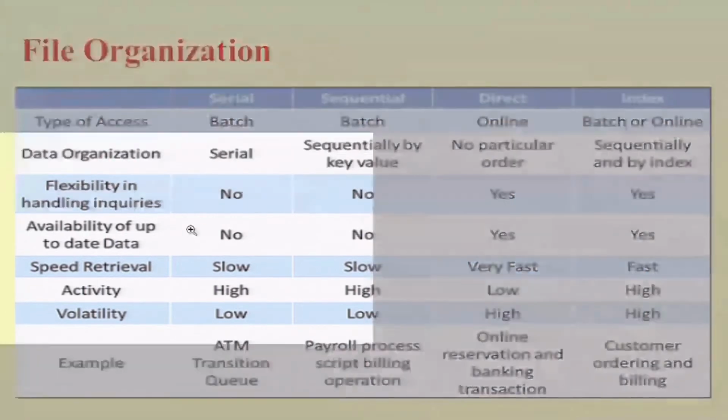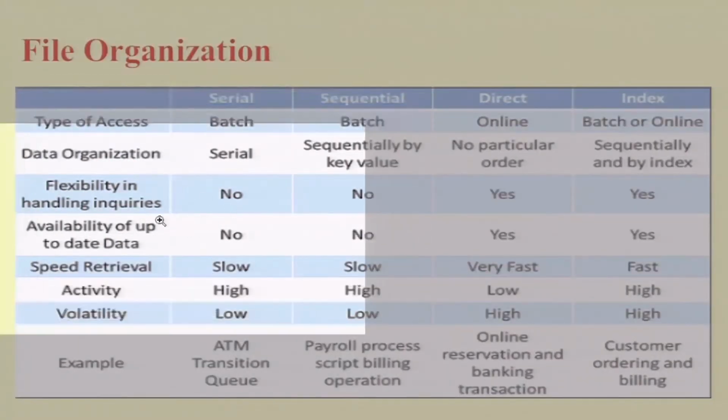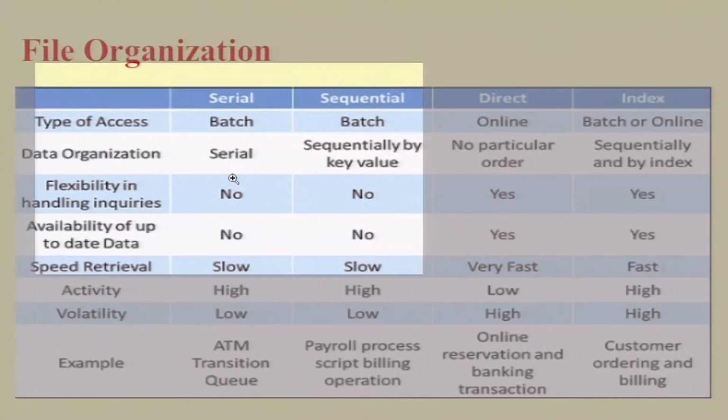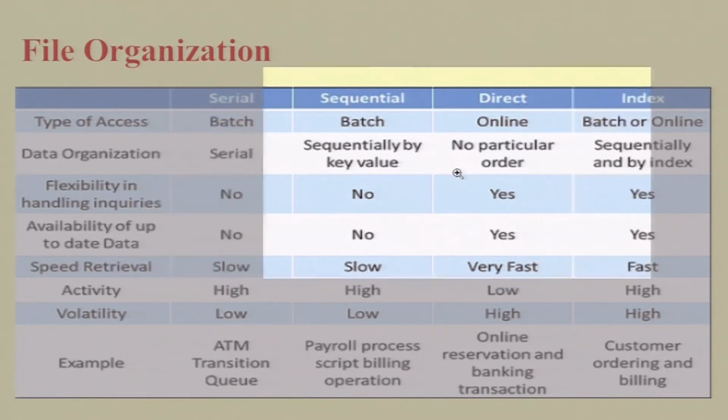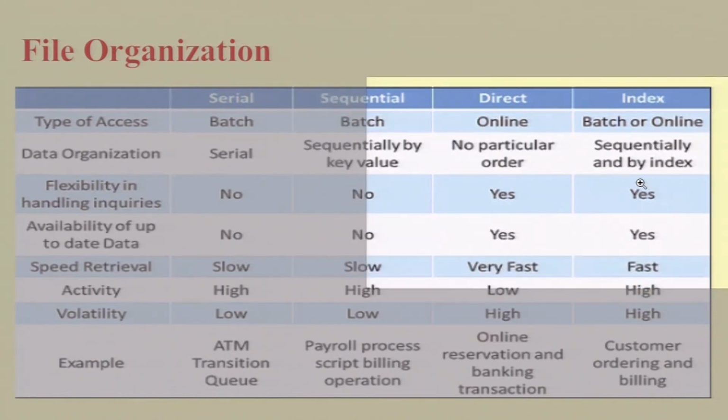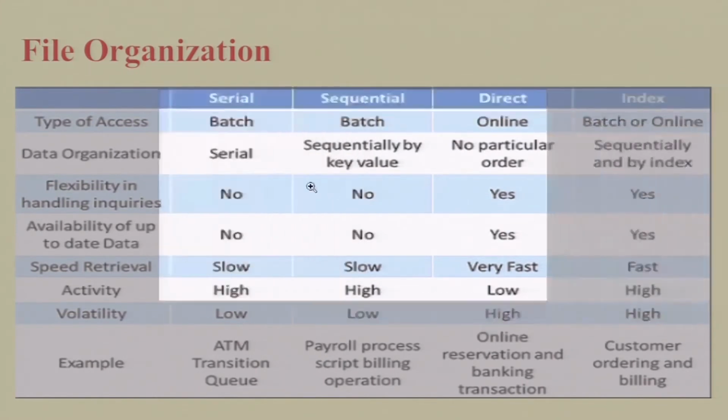Now over to file organization. Next is the data organization. In the serial mode, it is again serial. In the sequential mode, it goes in a particular sequence, or it goes with your key value. Then as far as direct access is concerned, as the name implies, it is direct, there is no access mode. Directly when you go, it gets access, which means no particular order is followed. As far as the index organization is concerned, it does both sequential and by index.